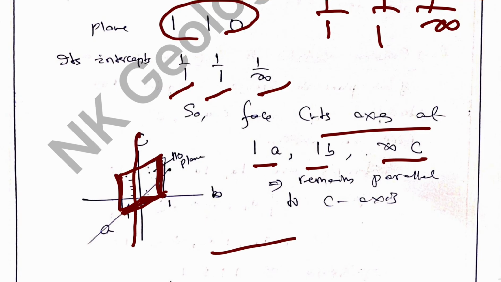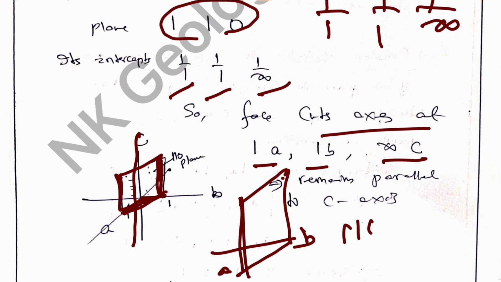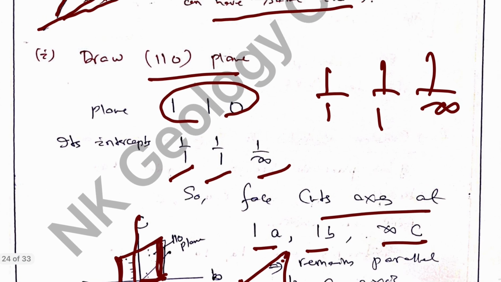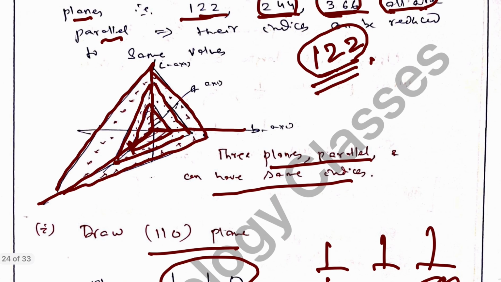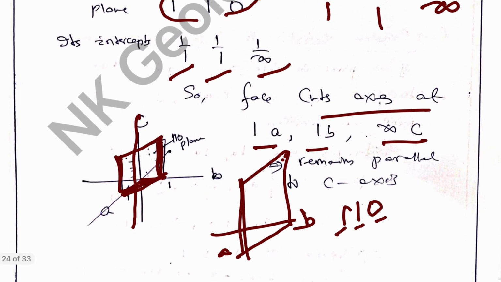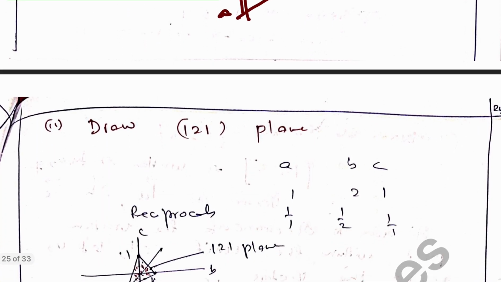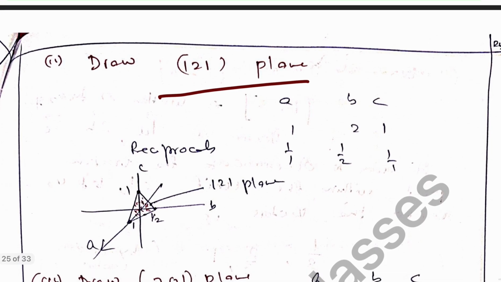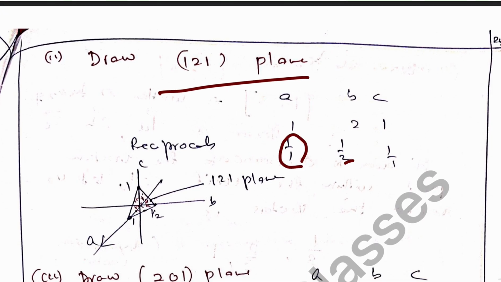So this is b, this is a, this is the plane. The plane runs like this. This is the plane having intercepts 1, 1, and not c: a intercept, b intercept, and parallel to c. So in this manner we can draw the planes from the Miller indices. Draw the (1 2 1) plane. So we have to take the reciprocals.